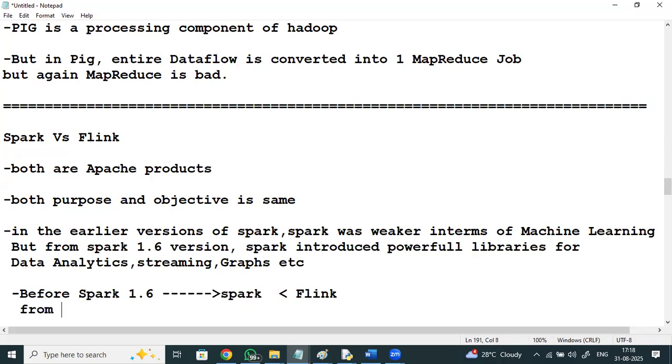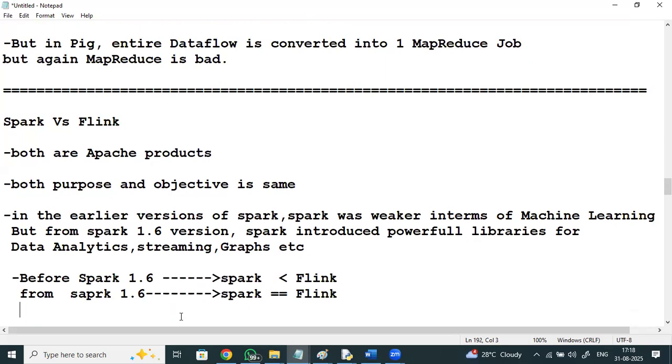From Spark 1.6, Spark equal to Flink. From Spark 2.0, Spark was dominating Flink. Again, Flink is away from the market. You can see Spark.